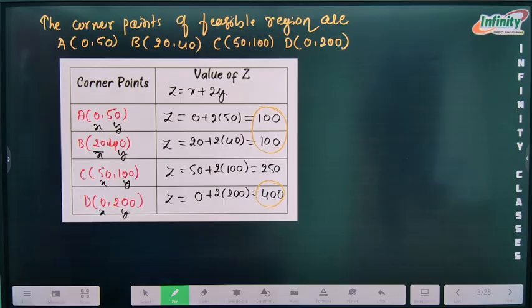Therefore, the maximum value of Z is 400 and the minimum value is 100.